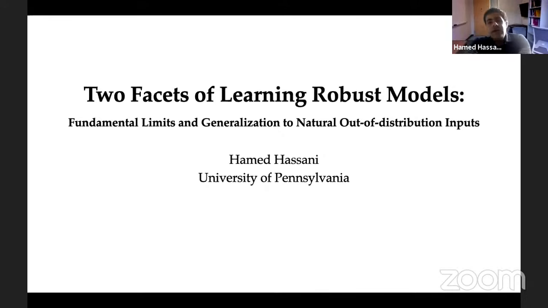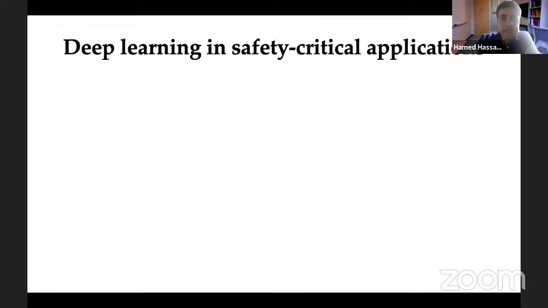So the talk will be about learning robust models, and perhaps a good starting point will be to talk about specific applications where learning robust models would be very important. And these are safety critical applications. And here by safety critical, I mean any application where the detections, decisions, or recommendations made by learning-based systems would impact the well-being of humans.